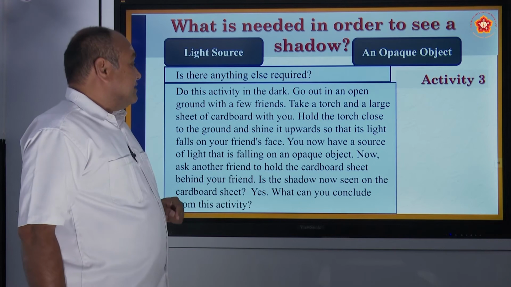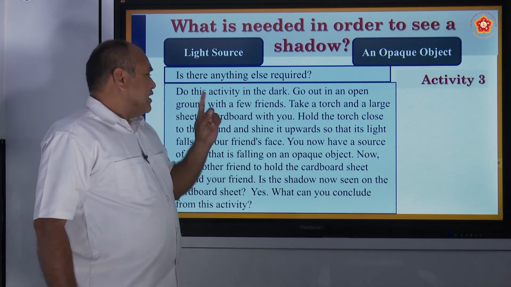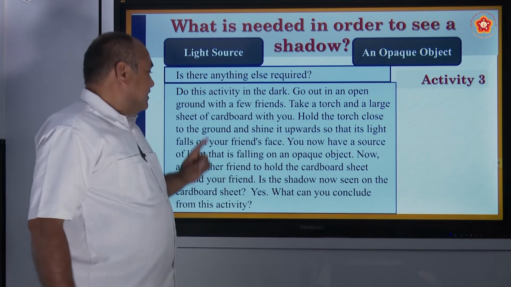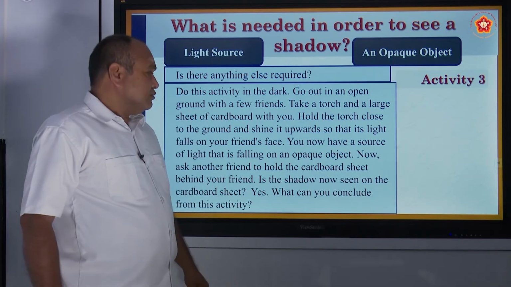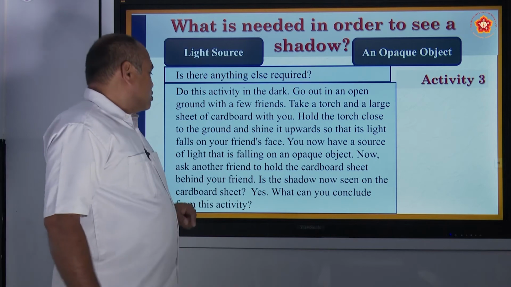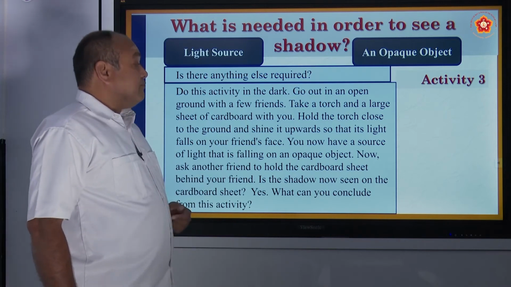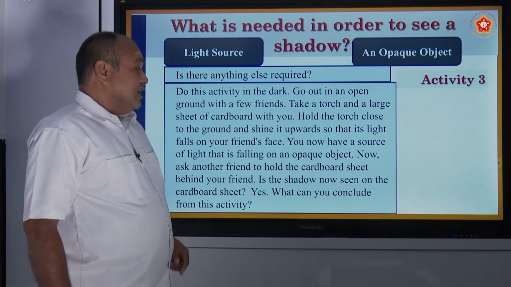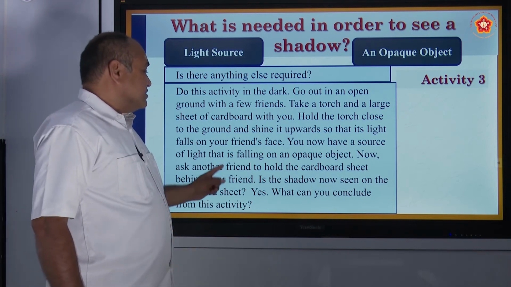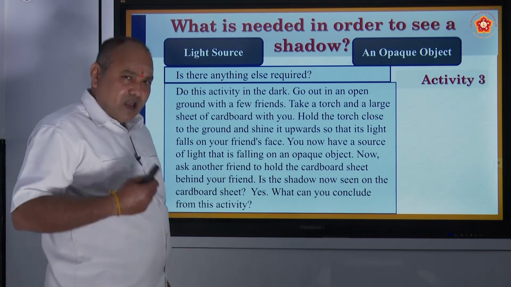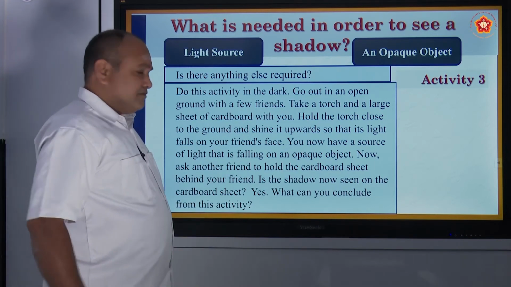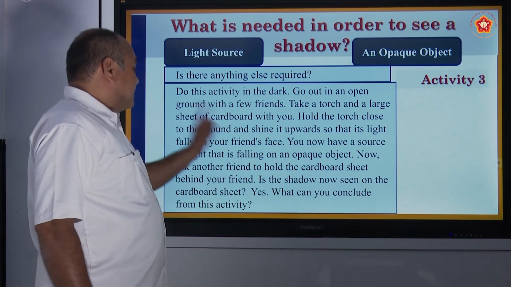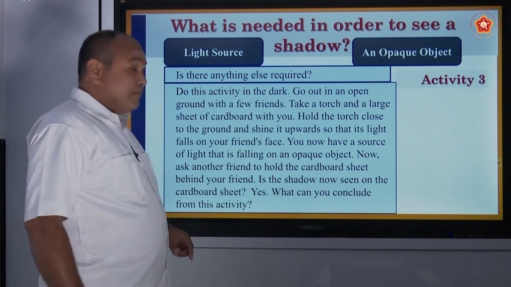Do this activity in the dark. Go out in an open ground with a few of your friends. Take a torch and a large sheet of cardboard with you. Hold the torch close to the ground and shine it upwards so that its light falls on your friend's face. You now have a source of light that is falling on an opaque object. We are opaque, right? So light doesn't pass through us. Now, ask another friend to hold the cardboard sheet behind your friend.